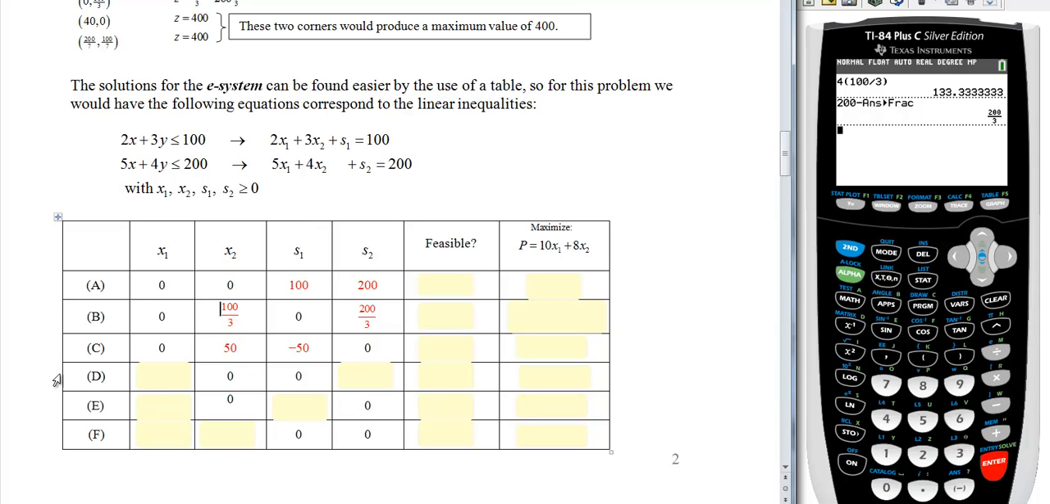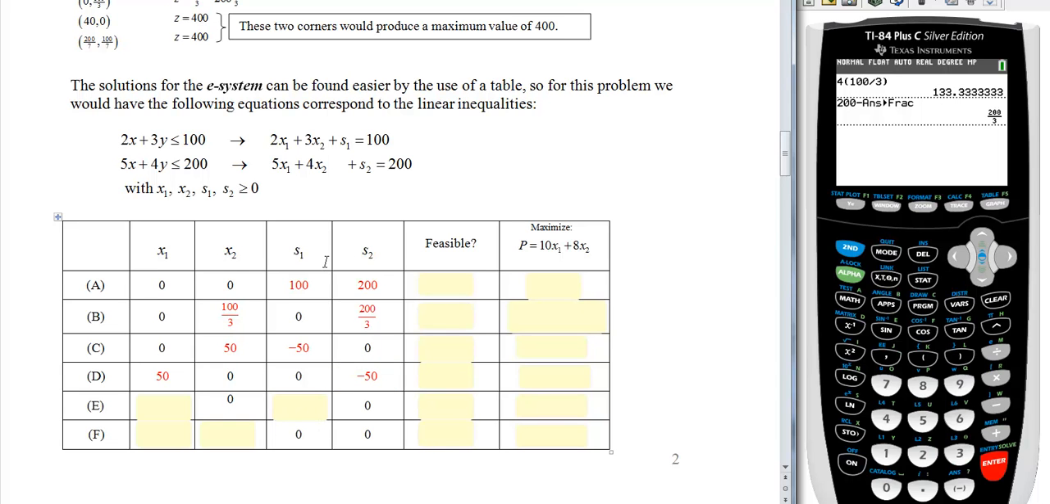Alright, let's go to D. I need to find x sub 1. So x sub 2 and s sub 1 are 0. That would be my first one. So I'd end up with a small equation, 2x sub 1 equal 100. If I divide by 2, x sub 1 should be 50. So now let me go to the bottom equation, because I have x sub 1. X sub 2 is 0, so this is out. So if x sub 1 is 50, 5 times 50 is 250. Subtract that from both sides. S sub 2 should be a negative 50.